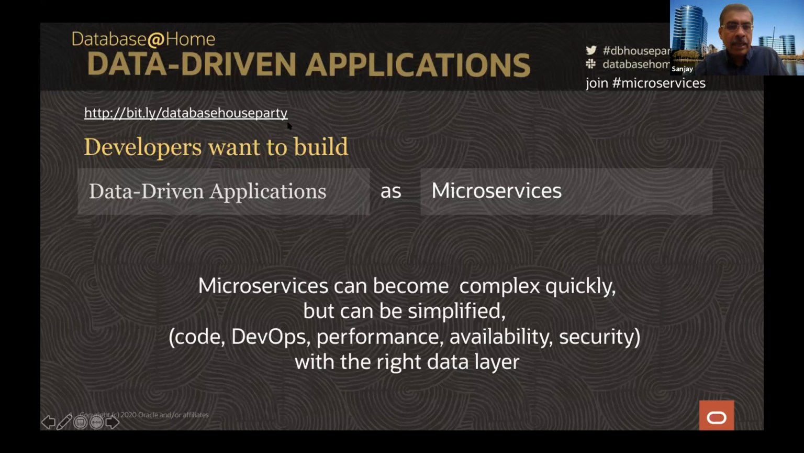And what we learned there, and the feedback we got, was that developers want to build data-driven applications as microservices, right? And microservices can become complex quickly, but they can be simplified, right? A lot of times, developers are building almost a database in their mid-tier. But if you rely on a persistence layer, a right data layer, the term like data mesh has been used lately, then the code, the DevOps, the performance, the availability, and the security of the architecture become simpler.